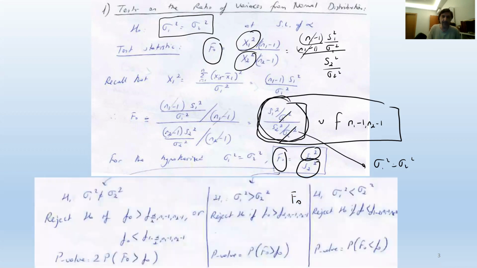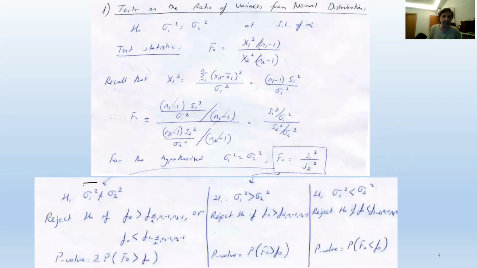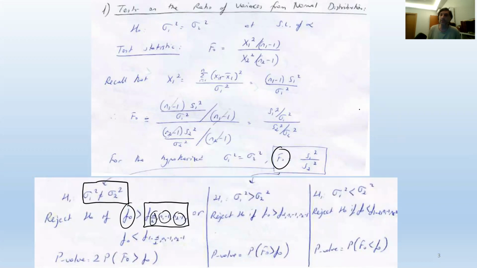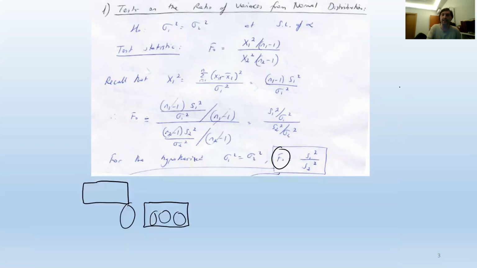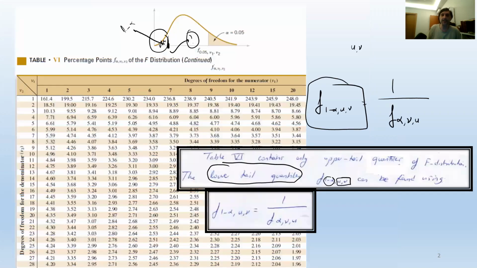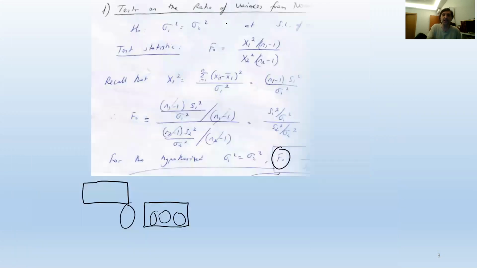What do I mean by that? If, for instance, the alternative hypothesis is that the variances are not equal to each other, we are going to be comparing this F0 value here with the upper critical value, which is F alpha over 2, n1 minus 1 and n2 minus 1, corresponding to the right-hand side, the right tail here. So I'm talking about this part here.